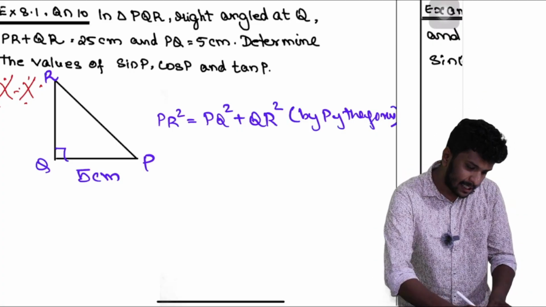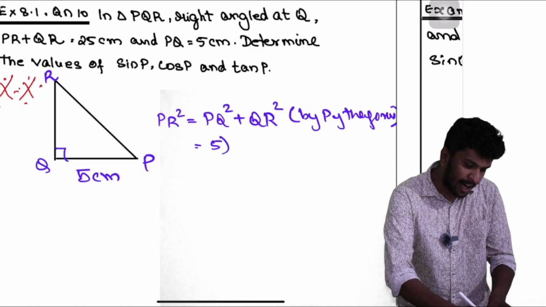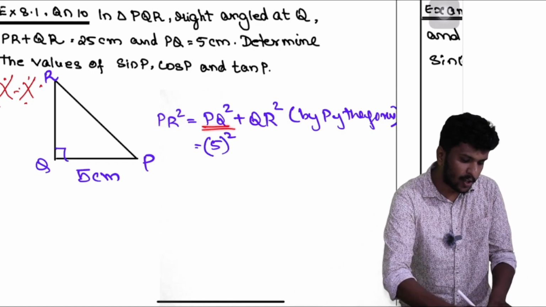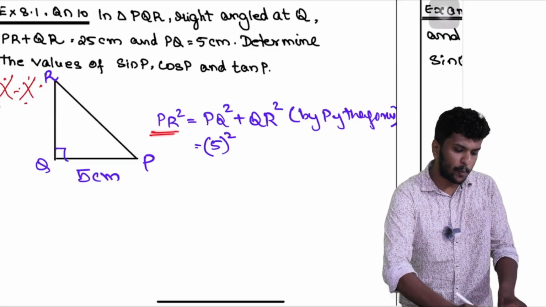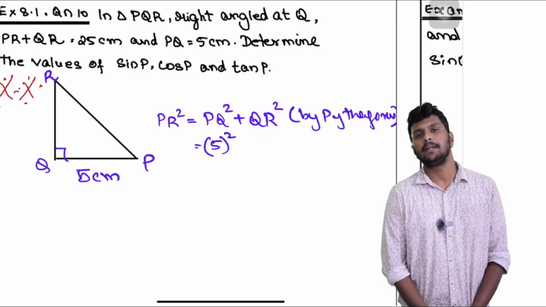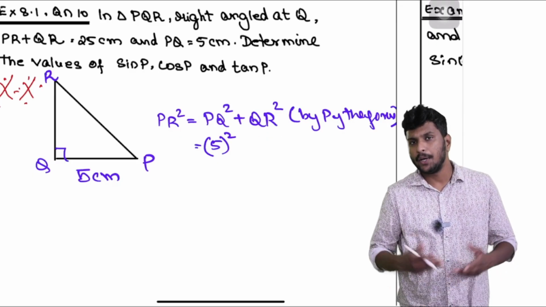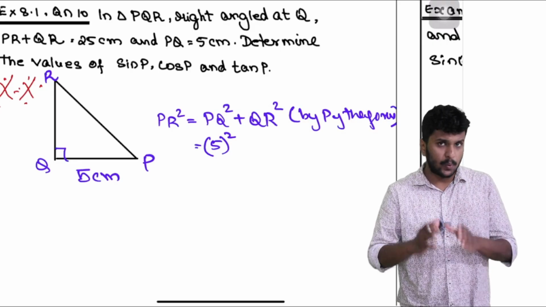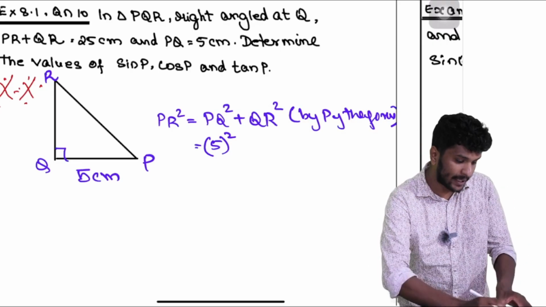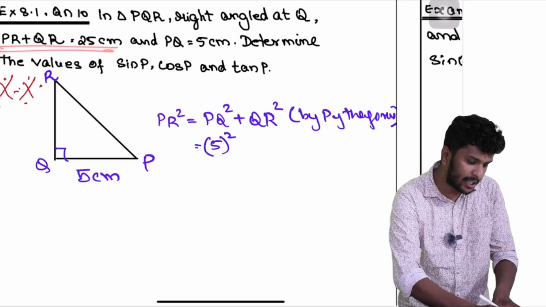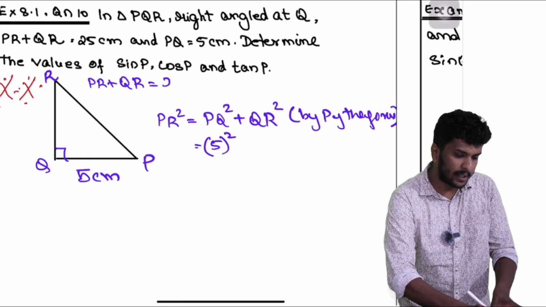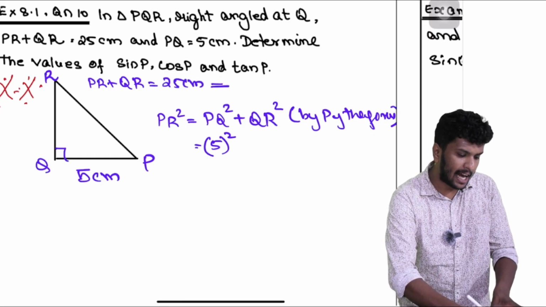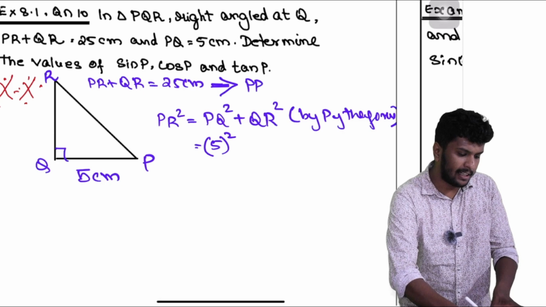Now listen, instead of PQ I can write 5 the whole square. But here in this question, do we know PR? Do we know QR? No. PR and QR, we do not know what the values are. So what we'll do, we'll look for a relation. That relation is given in the question. PR plus QR equals 25 centimeter, which I can rewrite as PR equal to 25 minus QR.